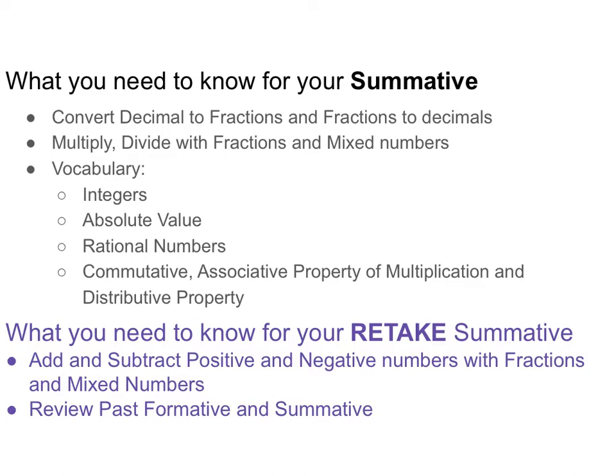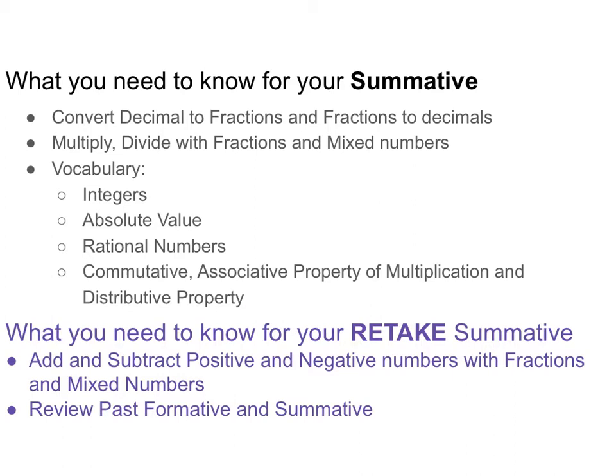These are some things that you need to be able to do. Convert decimals to fractions and fractions to decimals. You should be able to multiply and divide with fractions and mixed numbers. This is all with positive and negative numbers. And then also some vocabulary terms that you should know are integers, absolute value, rational numbers, commutative, associative, property of multiplication, and also the distributive property.